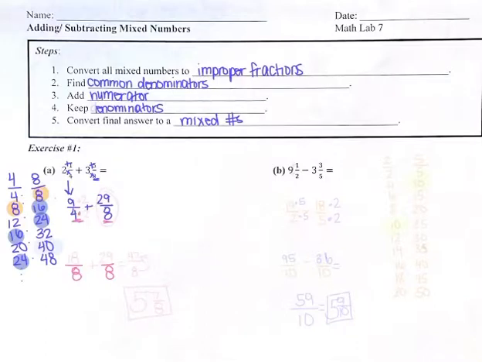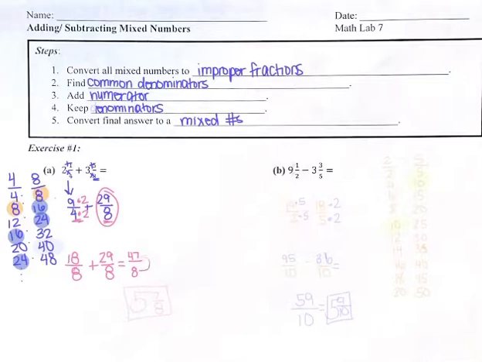So 4 times what is 8? 4 times 2. Whatever we multiply the bottom by, we also multiply the top, and 9 times 2 is 18. This one already has an 8 in the denominator, so we're going to leave it be. Now we add the numerators, or add the numbers up top. 18 plus 29 is 47, and we leave the 8 alone. Now we have one answer, but this answer is an improper fraction. We need to convert it to a mixed number.